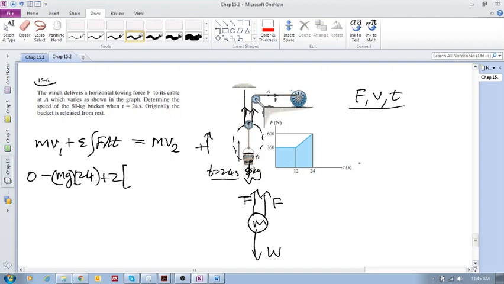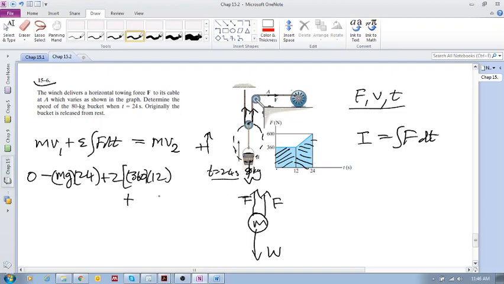Now, recall in the earlier lectures, we saw that the impulse is the integral of F dt. What does this mean? It is simply the area under the curve of the force-time curve. So what we need to do is find this total area. From 0 to 12, we have a force of 360, the force times the time, 12. So there's the impulse from 0 to 12. Then we also need to calculate the impulse from 12 to 24.